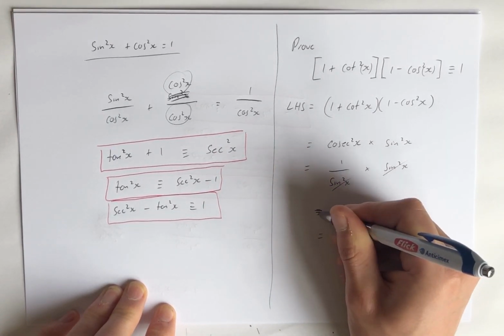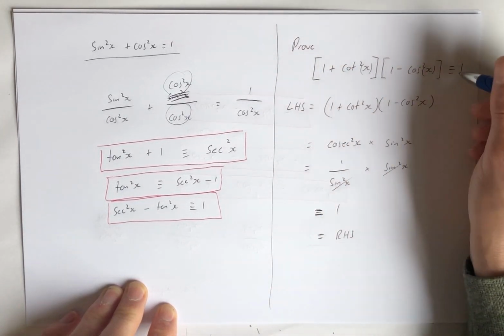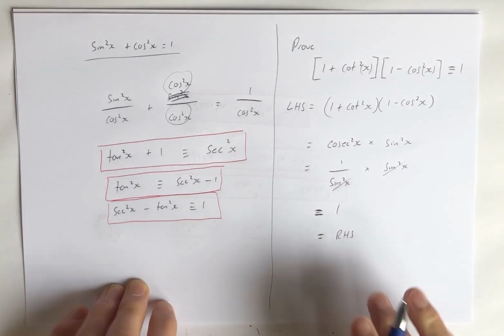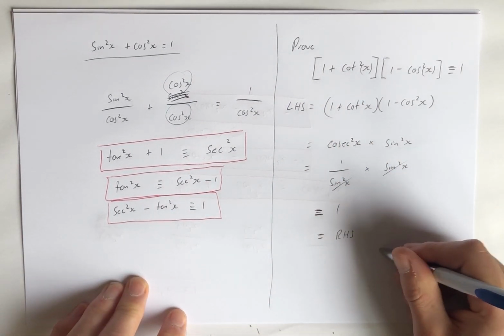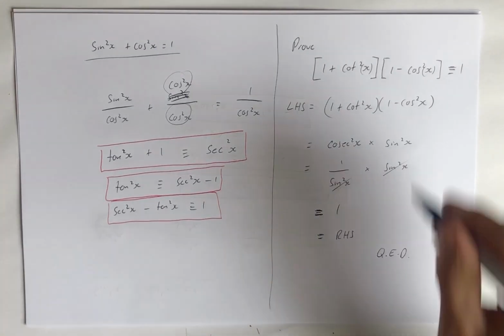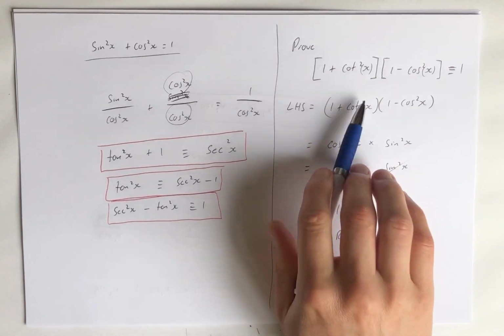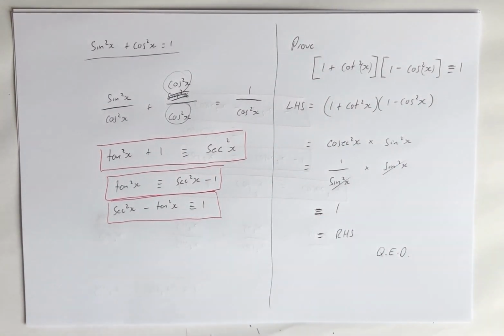I shouldn't be using those intermittently. We use equals through the proof, but we use the equivalent for the actual statement. Equals right hand side, Q, E, D, if you want to be fancy about it. And that's all we prove. So something that looks particularly gnarly to prove broke down very simply in the end.